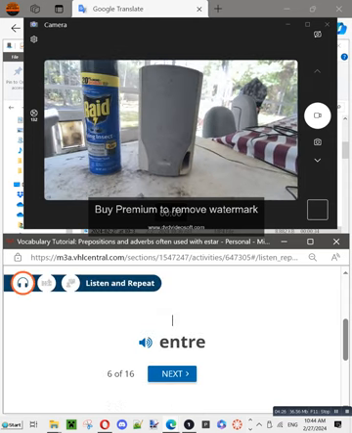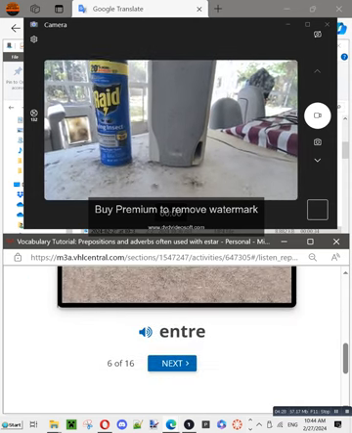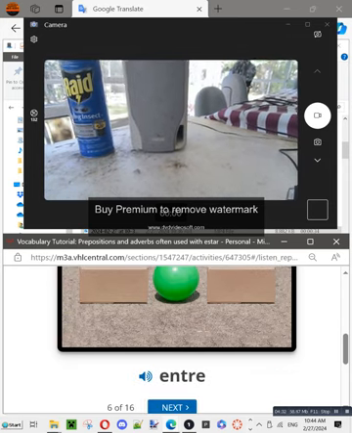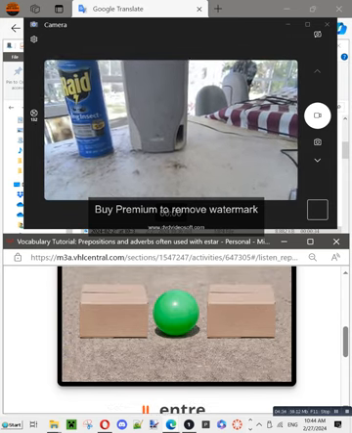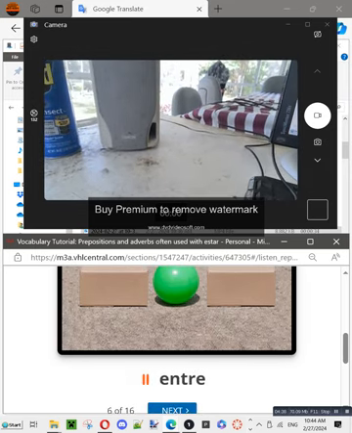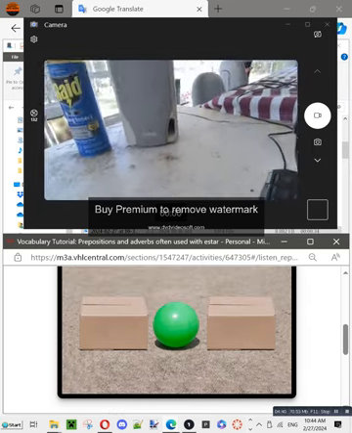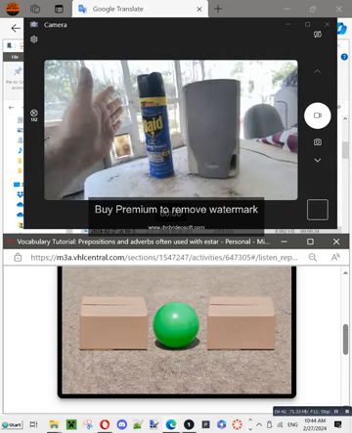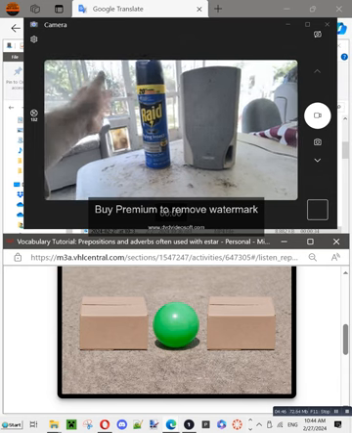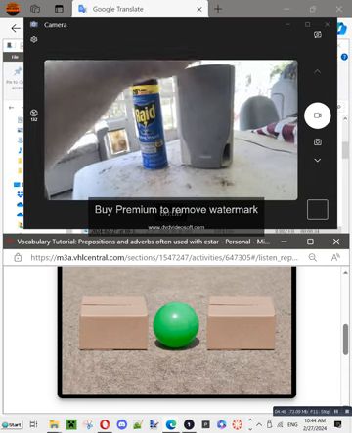Whew. Entre. This one I know. Entre. Because it's in between. Except I'm saying it wrong. I don't need anything. I know this one. Entre. Okay. That one I know.